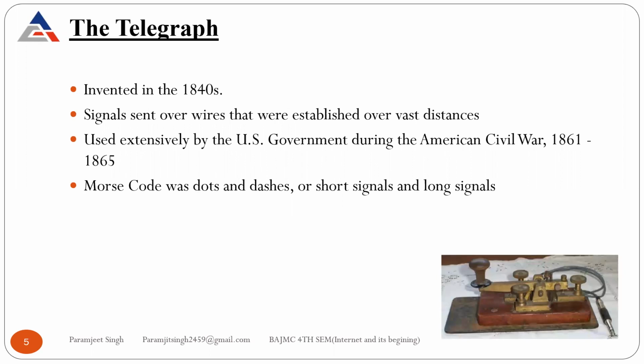Next one, before that, there was an invention in the 1840s, the telegraph. This was used by the military to send messages through wires established over vast distances. And it was used extensively by the US government during the American Civil War. They used Morse code, which was dots and dashes, or short signals and long lines. It's a secret code for the military to pass messages from one battalion to another. So they would use the telegraph for communication. You can see the picture. It is a photo of a telegraph, which was invented in the 1840s.